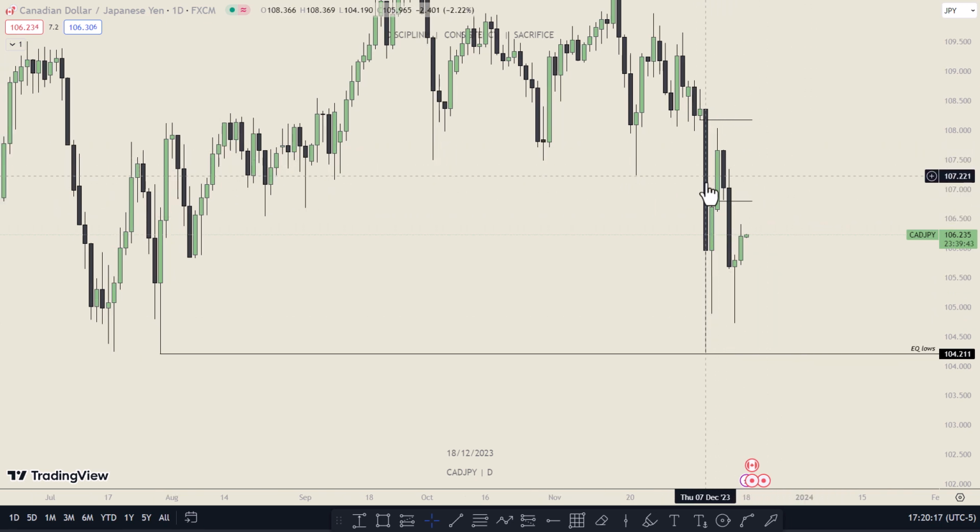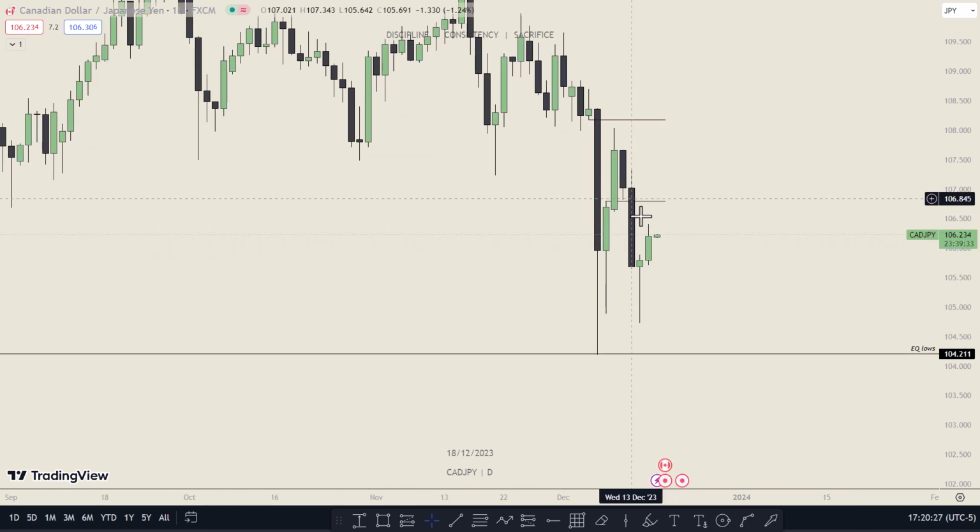I didn't get a clear entry on this fair value gap, but as you can see, the draw on liquidity is still intact, so we can still short this. We have this fair value gap on the daily, so I'll be looking for 1 hour market structure shifts, and then 5 minute or 3 minute market structure shifts from this fair value gap right here.